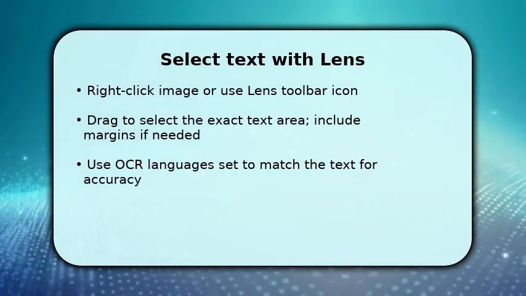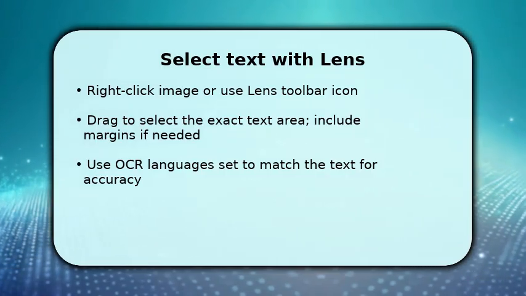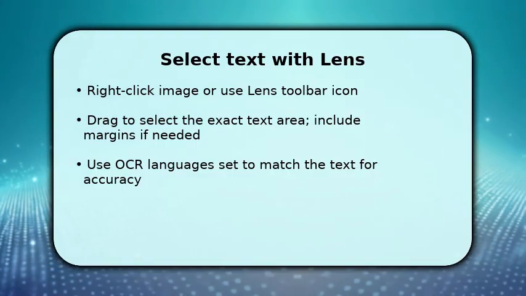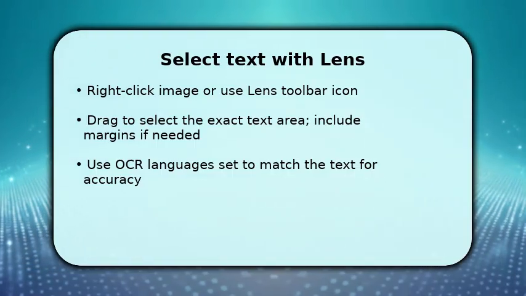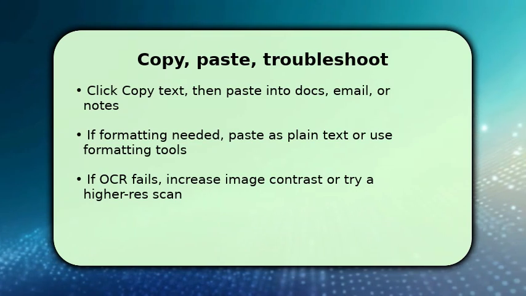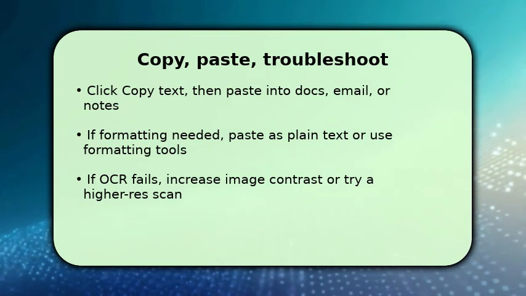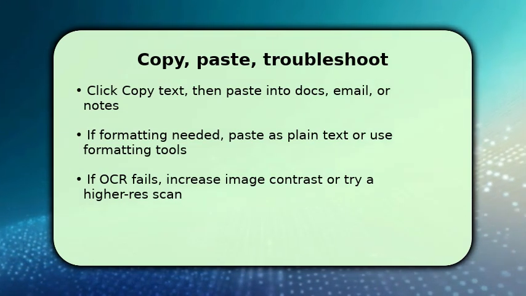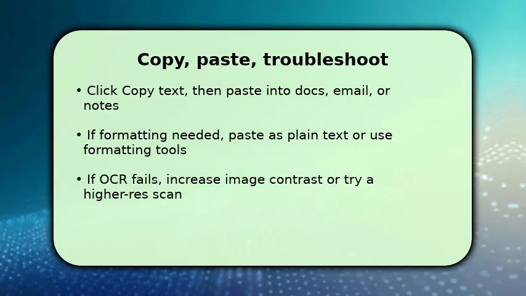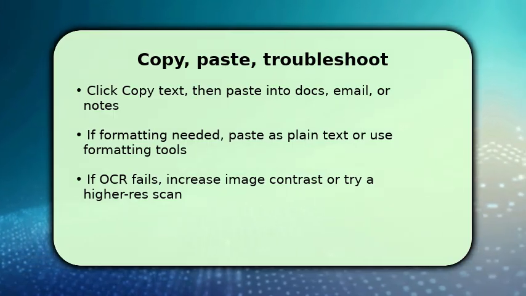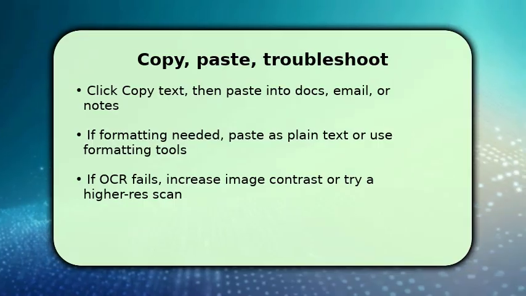After selection, click Copy Text. Lens converts pixels into editable text. You'll click Copy Text and then paste into your target app. Make sure to confirm formatting and spelling because OCR can introduce errors. If you need exact layout, paste into a word processor and use formatting tools. Otherwise, paste as plain text to drop unwanted styles.